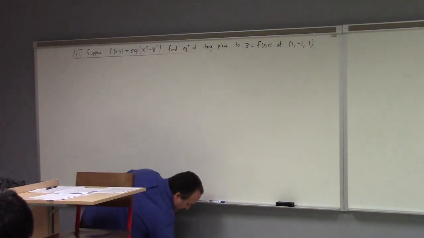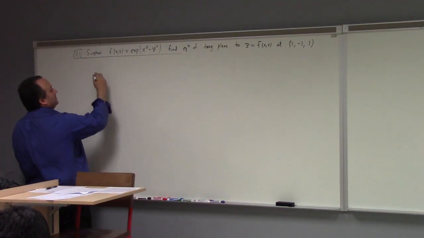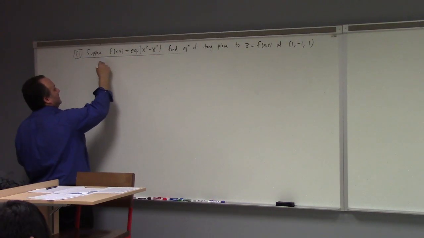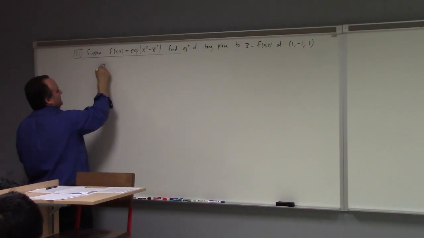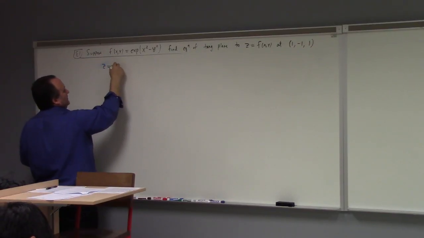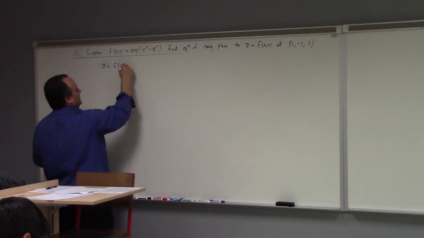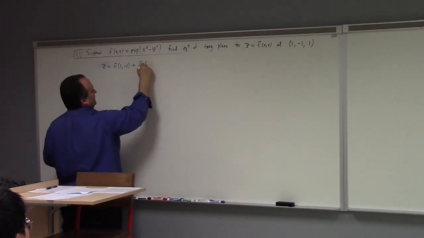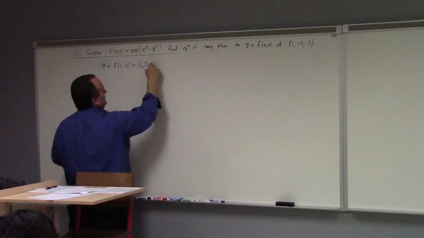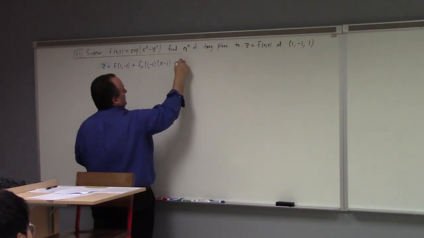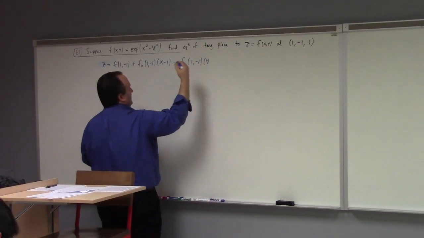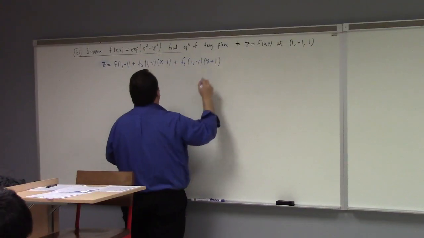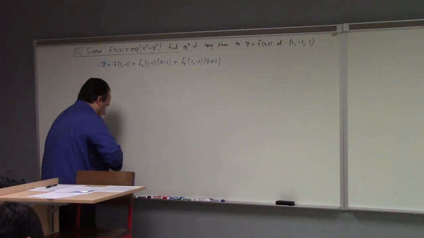Pretty basic problem here. If we calculate the gradient of f, well, I don't need to calculate gradient of f here. My bad. I mean, we could, but let's get to the point. So z is equal to f of 1 minus 1 plus f sub x of 1 minus 1 times x minus 1 plus f sub y of 1 minus 1 times y minus minus 1, which is y plus 1. That right there is the equation of the tangent plane.